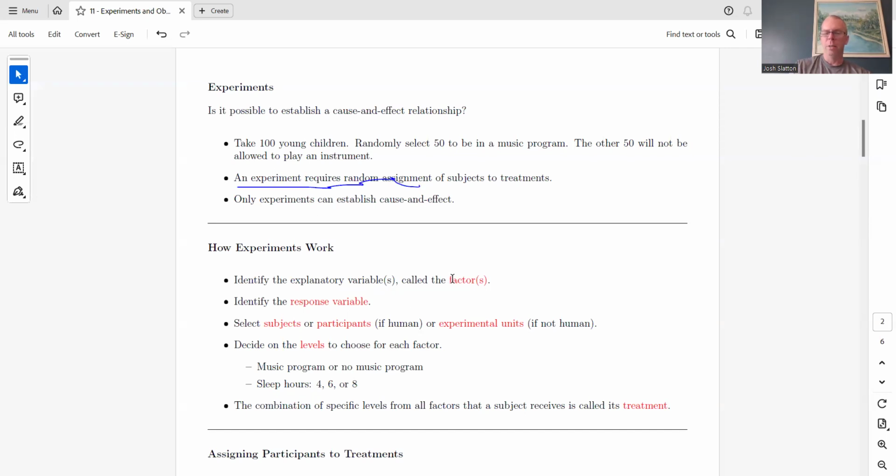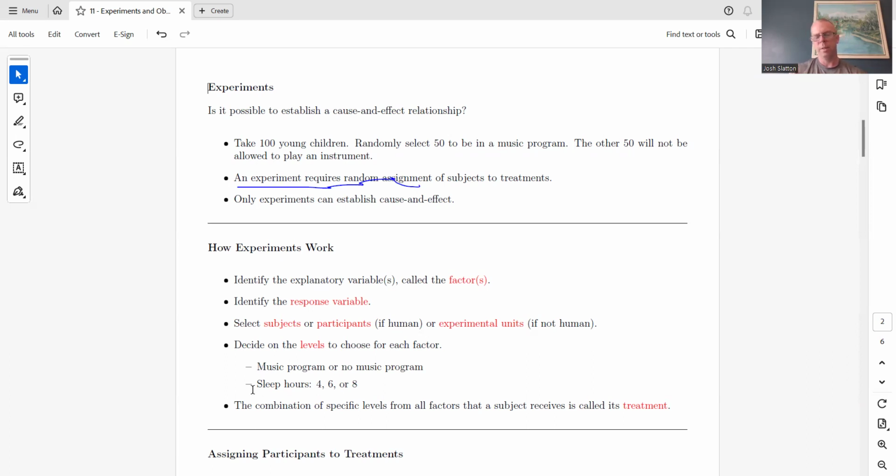And then we'll decide on levels for each factor. We have to have at least one factor, and for each factor, you have to have at least 2 levels. In this case, the music program or the non-music program, those are the 2 levels for the one factor. So everyone would be assigned to play an instrument or not. You're assigned one factor, and then there are 2 possible choices for that factor.